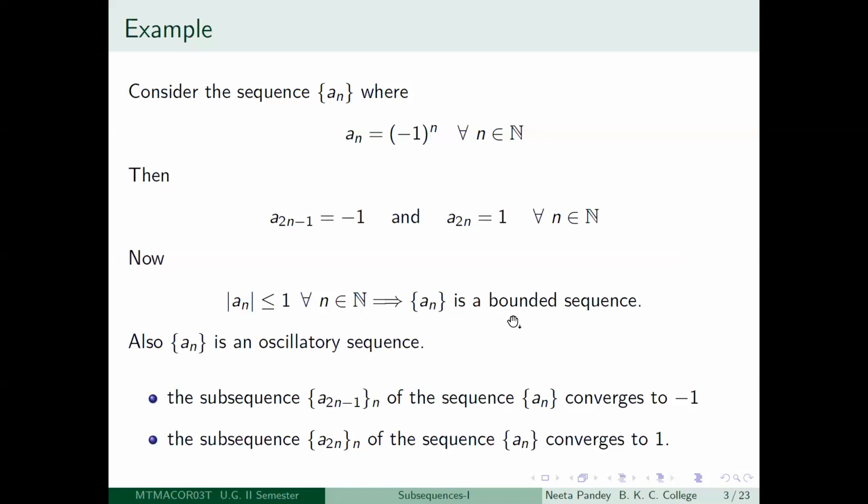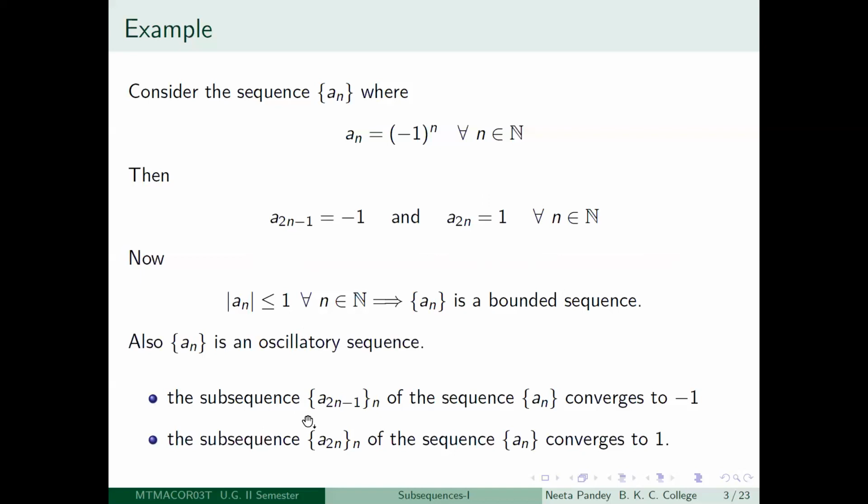So how many convergent subsequences are there of the original sequence which converge to -1? There are infinitely many. Similarly, there are infinitely many subsequences of the original sequence which converge to 1. So these are just two examples.